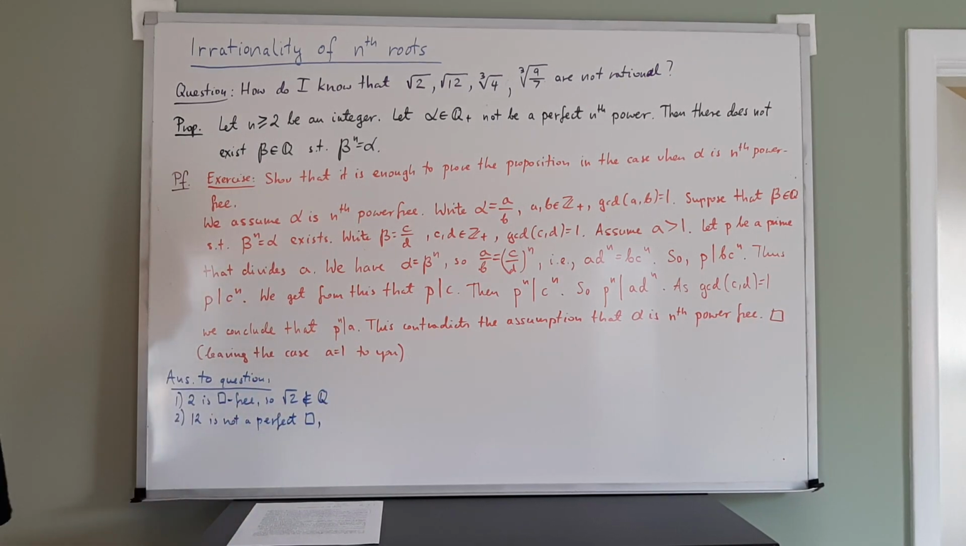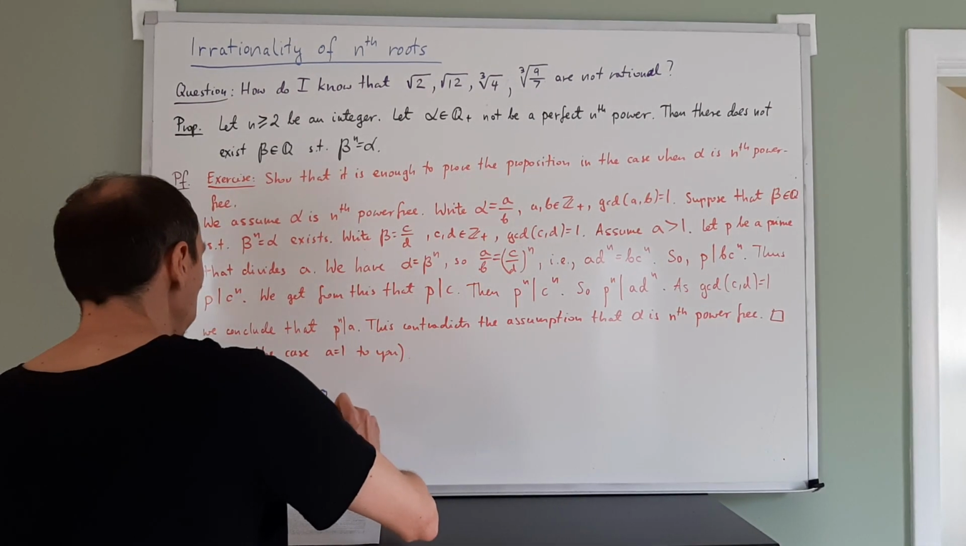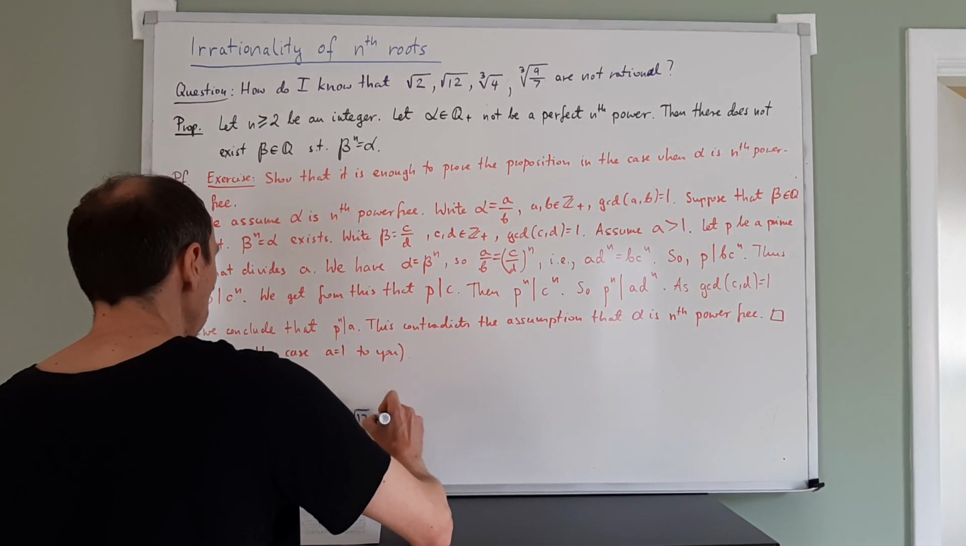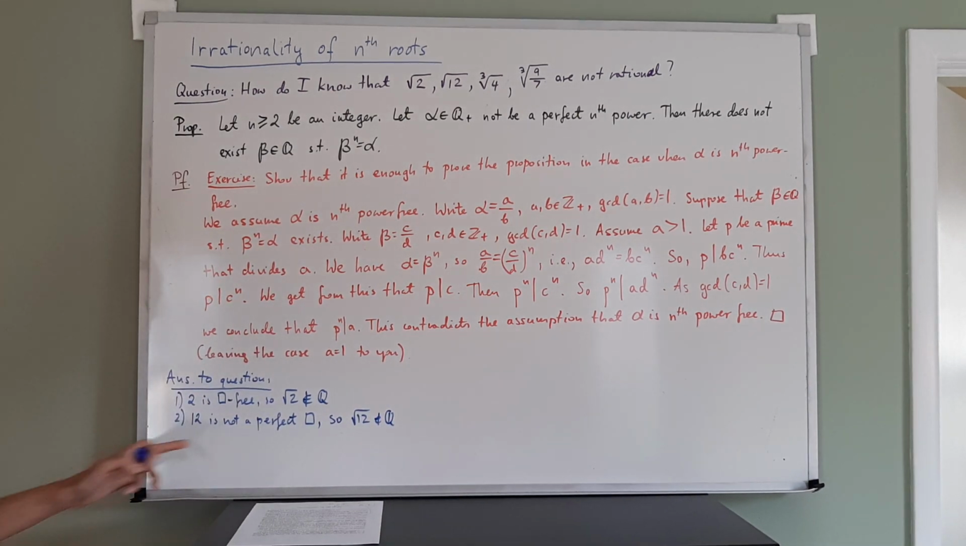No, it's not square free, right? Because 2 squared divides 12. But it's not a perfect square, so I know that radical 12 is also not rational. Note that radical 12 is equal to 2 radical 3. So this is just another way to prove that radical 3 is not rational.